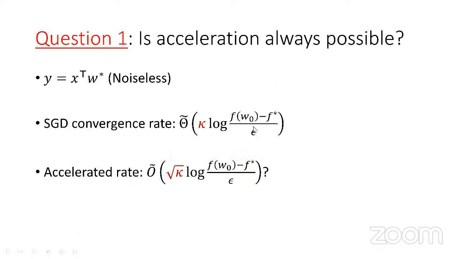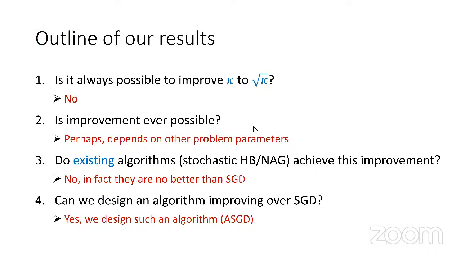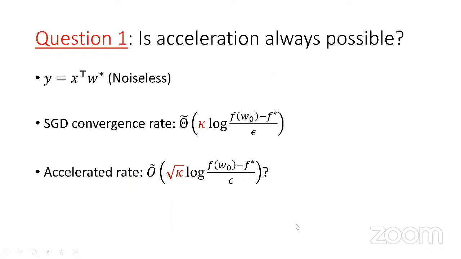Okay. So let me run you through each of these briefly before I go into a bit more detail on the final part. The first question was whether acceleration is always possible, and let us give a counterexample to argue that it is not. So let's consider the noiseless setting where y is exactly equal to x transpose w star, and we have already seen that the SGD convergence rate is linear in the condition number. We are hoping whether an accelerated rate of, say, square root condition number is indeed possible. There is no second term because this is noiseless, and the second term just disappears.